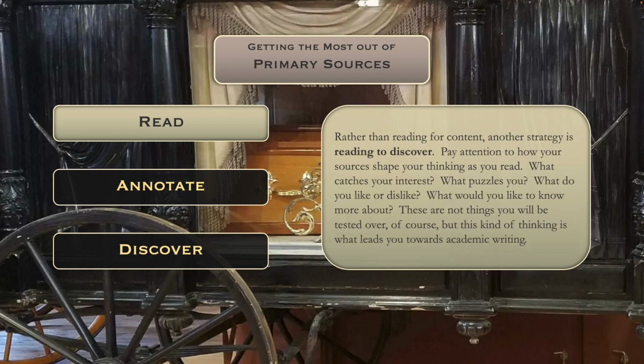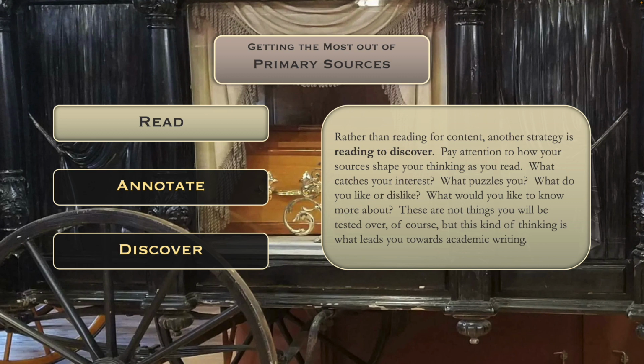Rather than reading for content, another strategy is reading to discover. So pay attention to how your sources shape your thinking as you read. What catches your interest? What puzzles you? What do you like or dislike? What would you like to know more about? These are not the kinds of things that you're going to be tested over, of course, like when you're reading for content, but this kind of thinking is what leads you towards academic writing. Reading to discover.